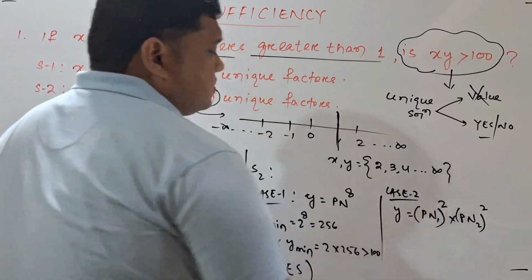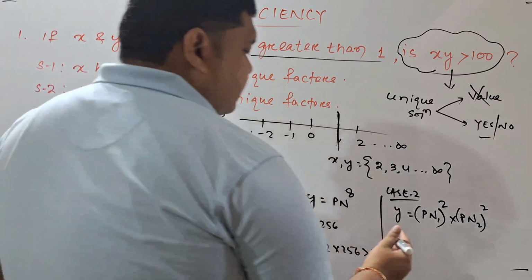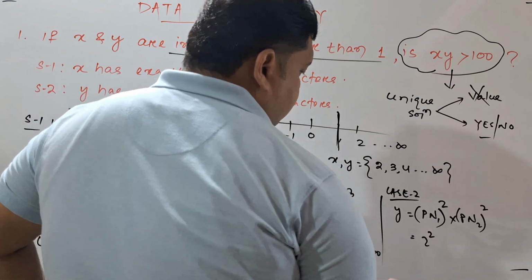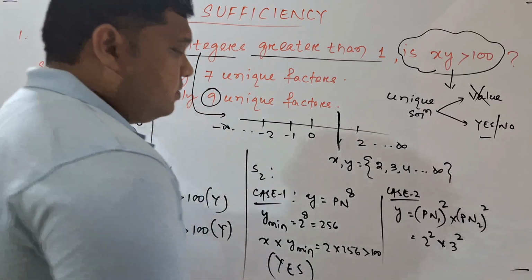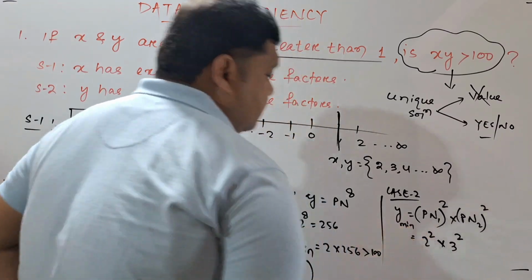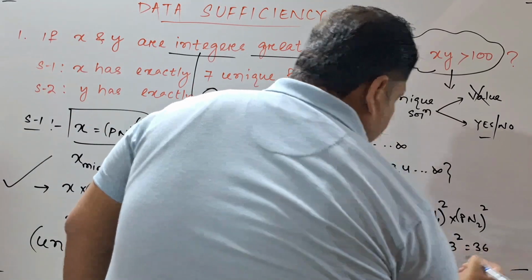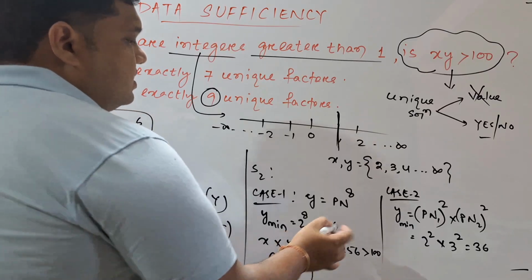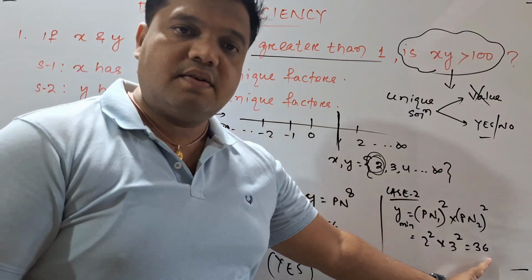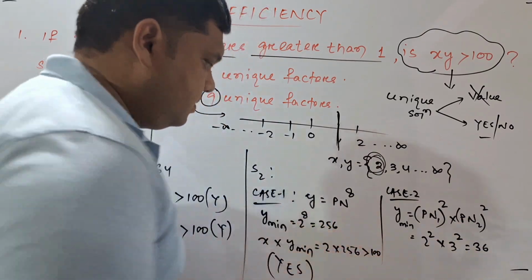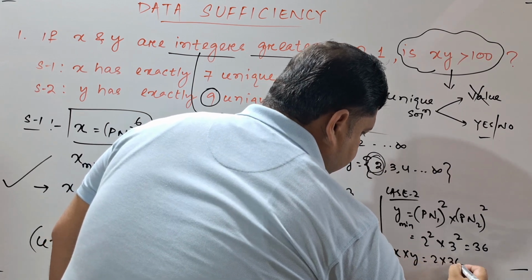Now I am going to check case number 2. Here prime number square. Prime number square means if I write 2 square, this is 4. And here it is 3 square. So 2 square is the minimum value. First of all I am going to find the minimum value: 2 square into 3 square. This is 4 into 9, 36. So y minimum is 36. Now if I consider x equal to 2, then 2 into 36 is 72, which is less than 100. So x into y is 2 into 36, that is 72.